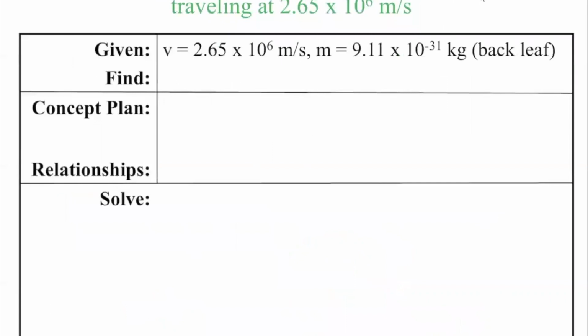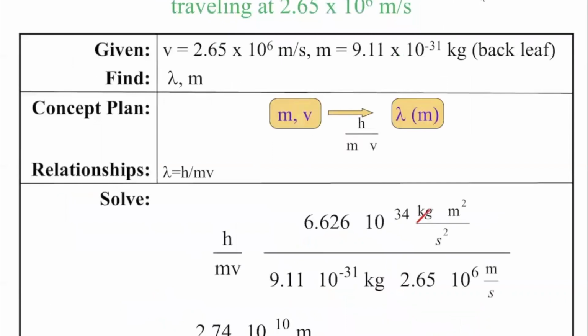Calculate the wavelength of an electron traveling, so they're giving you the momentum. Let me just put it so you guys can see. For some reason this is not coming out like I wanted. Times 10 to the 6.